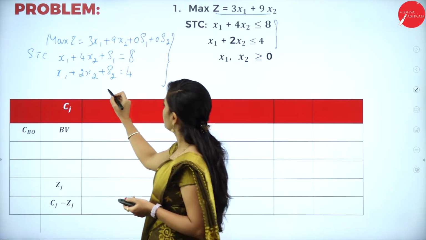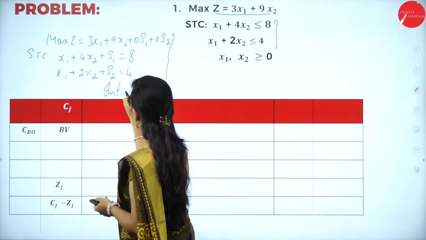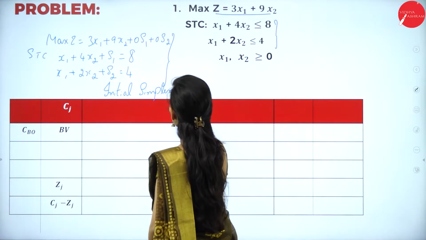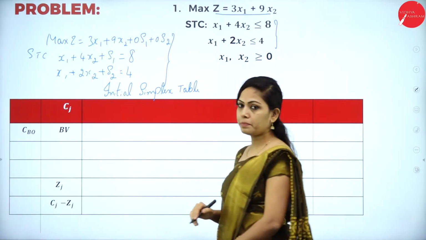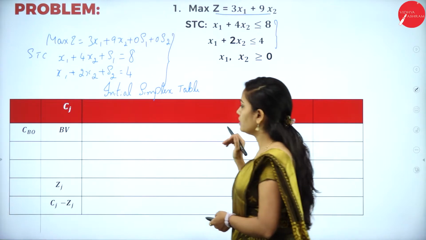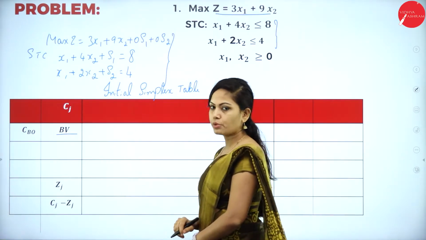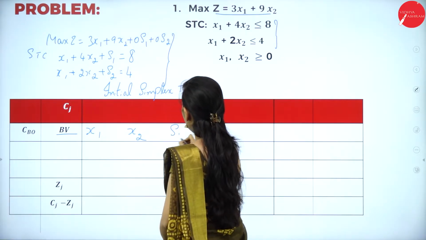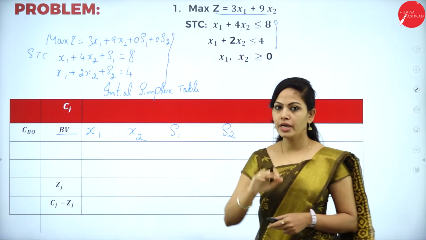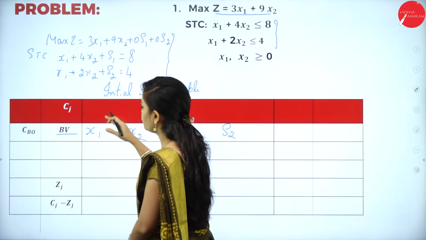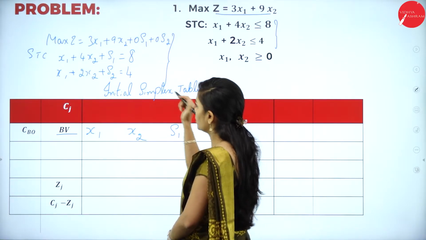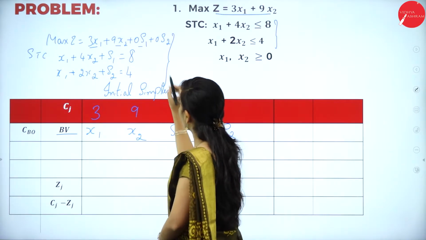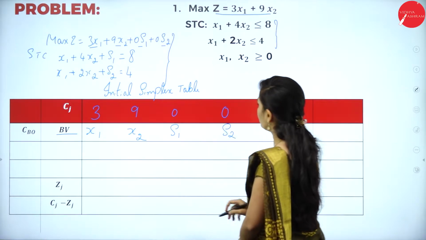Next I will prepare the initial simplex table. So next step, you write this table and write the basic variables first: X1, X2, S1 and S2. We have 4 variables and the coefficients of X1, X2, S1, S2. So what is the coefficient of X1? 3. X2 is 9, S1 is 0, S2 is 0.